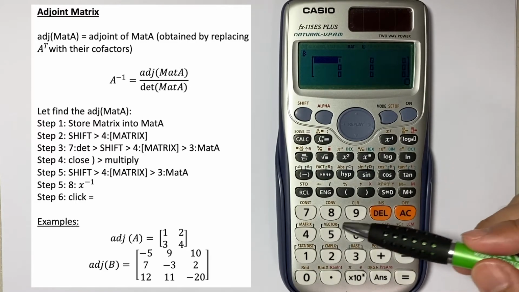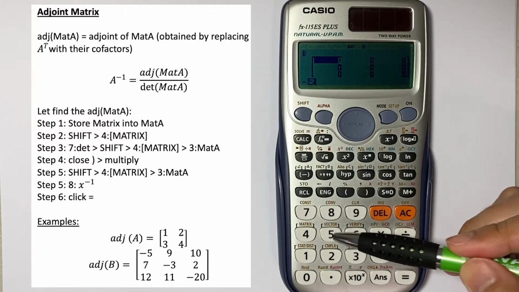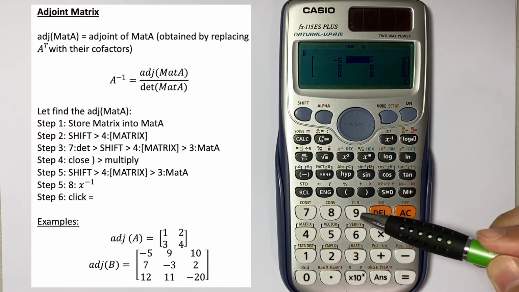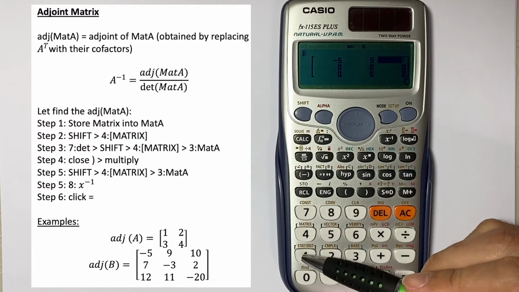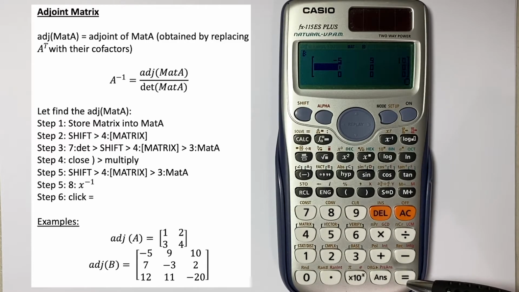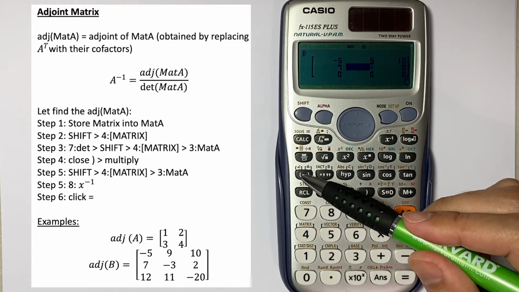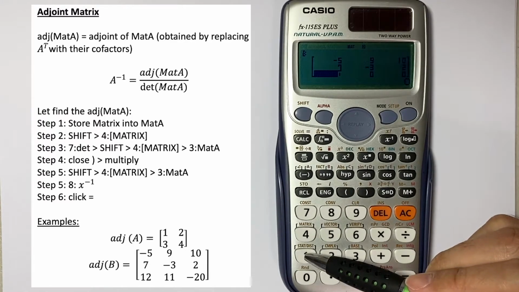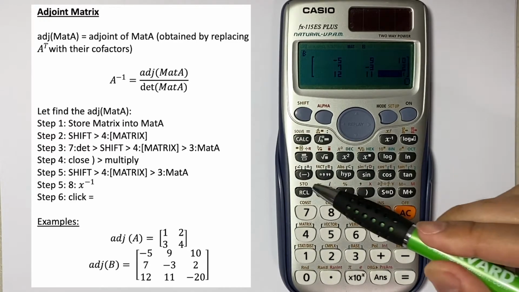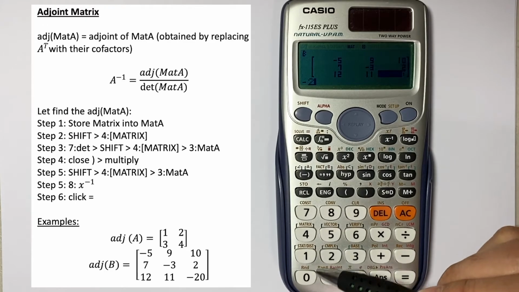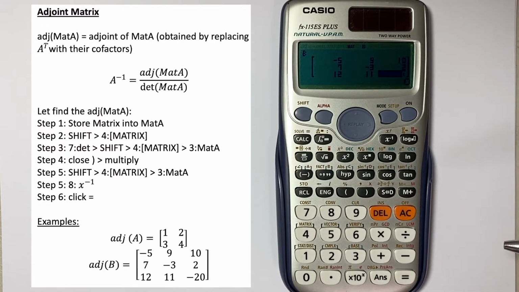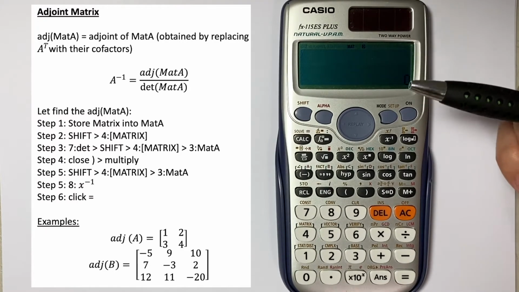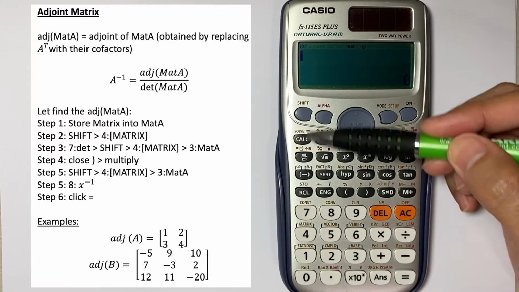So we're going to enter negative 5, 9, 10, 7, negative 3, 2, 12, 11, negative 20. So make sure we save it. Okay, and then we go to shift and matrix.